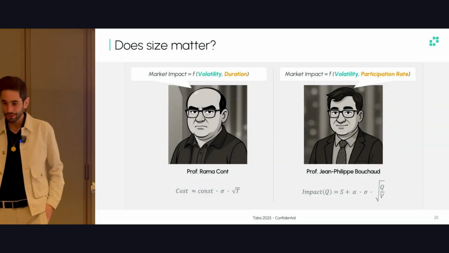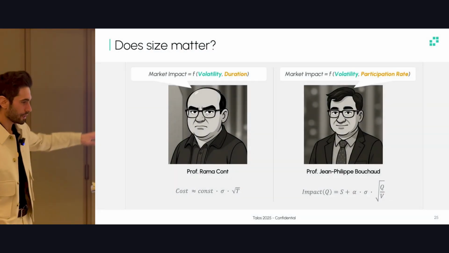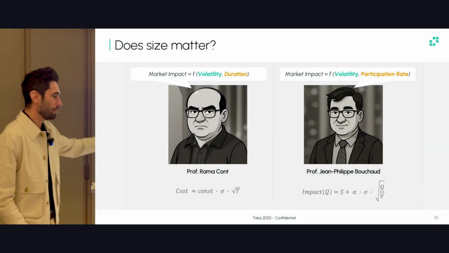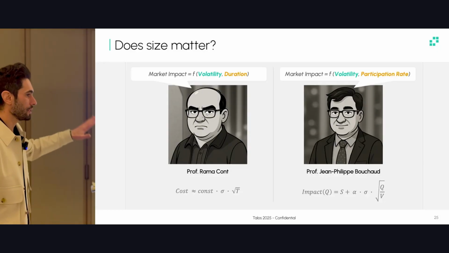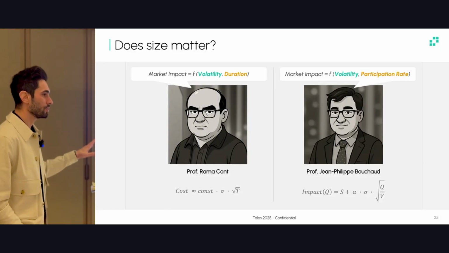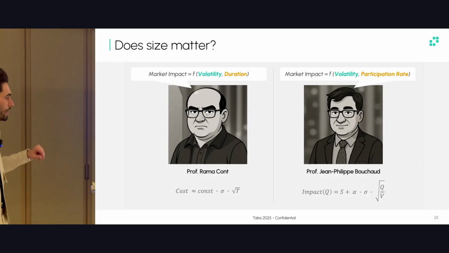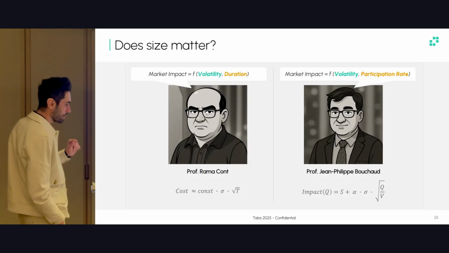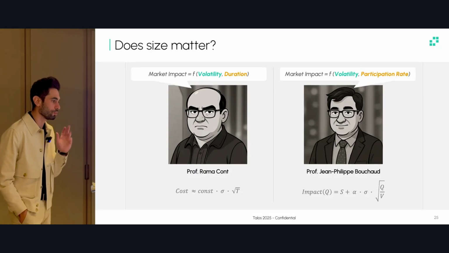Does size matter? These are some of the most prestigious market impact professors in the space, who developed their models in the equities world. On the left-hand side, you have Professor Ramakant. On the right-hand side, you have Professor Bouchaud.